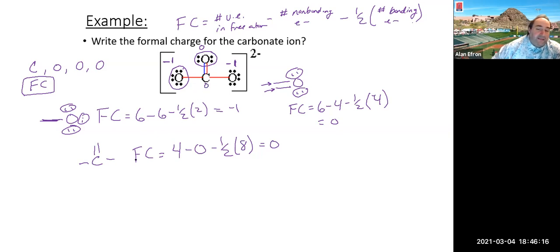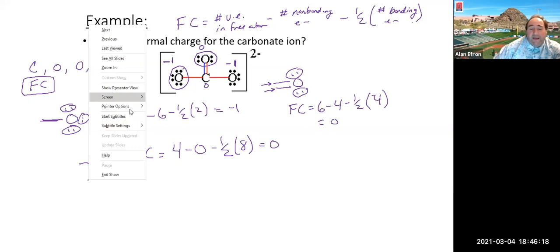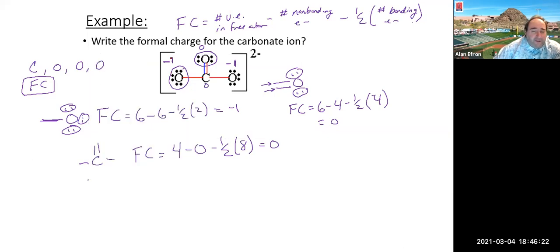So when we look at something like carbonate, which does have a -2 charge, we could see from the formal charge that essentially that -2 charge is coming from the 2 oxygens that are single bonded in this particular case. Any questions on that there? Questions on how to basically assign formal charges?